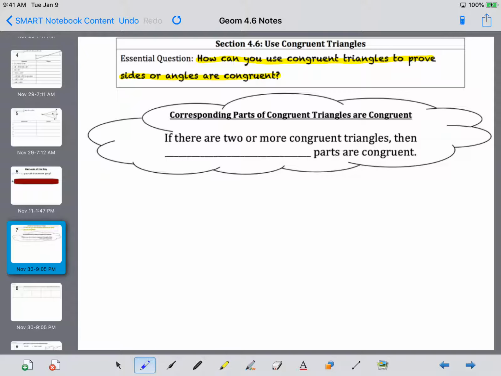So this first theorem is very important. It tells us that corresponding parts of congruent triangles are congruent. So we don't write that out every time when we use it in a proof. We abbreviate it as CPCTC. All right. So if there are two or more congruent triangles, then the corresponding parts are congruent. And we can use that to prove just about any two parts in any two congruent triangles are the same measure or the same length, depending on what we're trying to find.